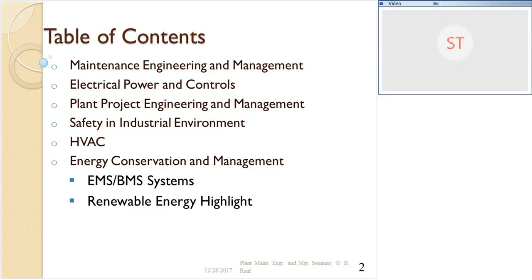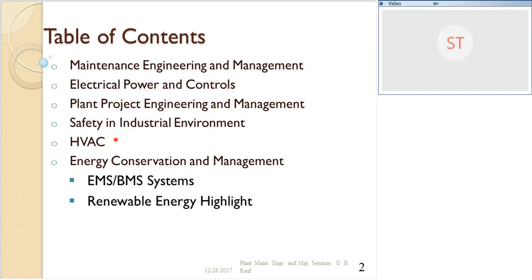HVAC is another extremely important component of plant engineering, plant maintenance, facilities management, and so forth. And it's something that we cover in our energy conservation program. We have a 2-day program coming up in New Jersey that will be live, face-to-face, in the second quarter of 2018. But anyway, in that program, we get deeper into HVAC controls.